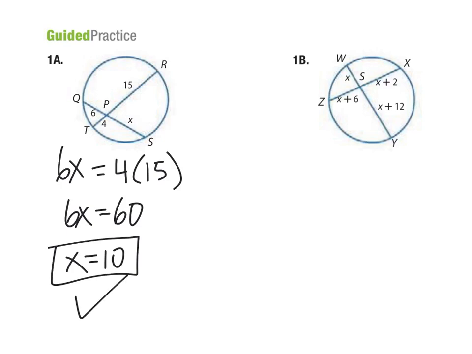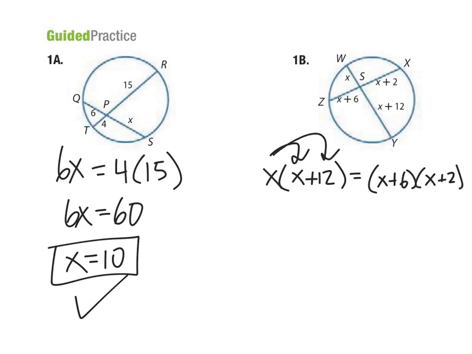And then for the second one, we're going to multiply x times (x + 12). And that's going to equal (x + 6) times (x + 2). We're going to use the distributive property here, and we get x squared plus 12x. And then we have to use FOIL over here.